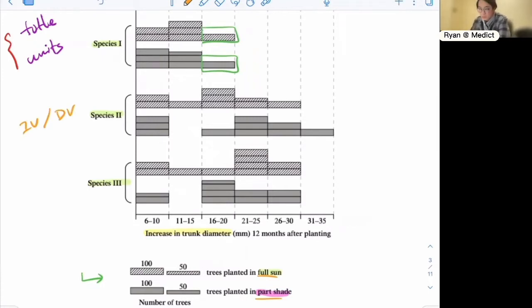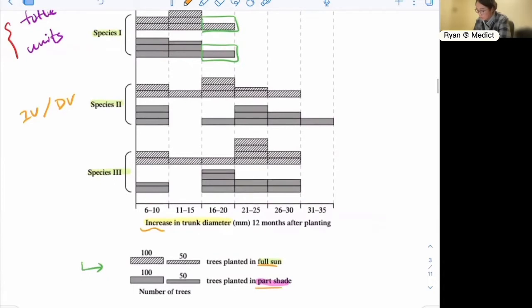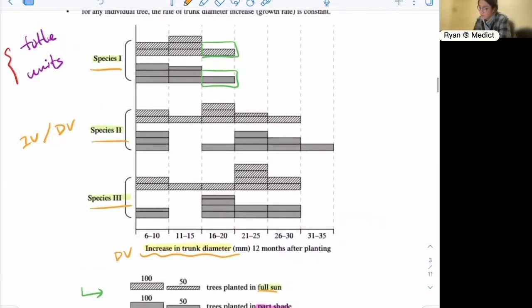The DV, or the dependent variable, is something that we measure. What's something that we measure? Obviously, it is the increase in trunk diameter. So that's the DV. So really what we have is three groups, species 1, 2, 3, and within each group, they are exposed to different conditions. And what we measure is the increase in trunk diameter. Right. So that's everything we learned from this graph, and we know how to interpret it.